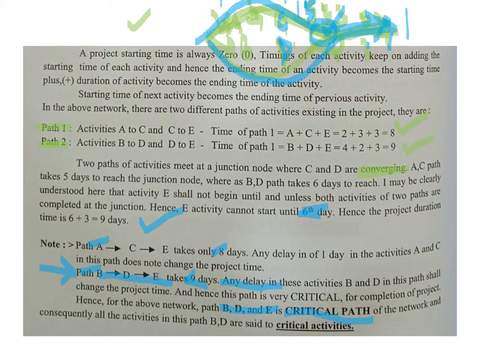You have B, you have D, and then you have E. This path is called the critical path. This is the critical path over here, right? And B and D are said to be the critical activities, because over here any delay is something which cannot be made up in any case.